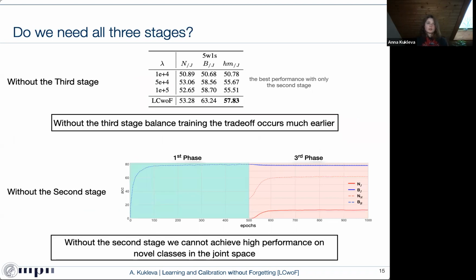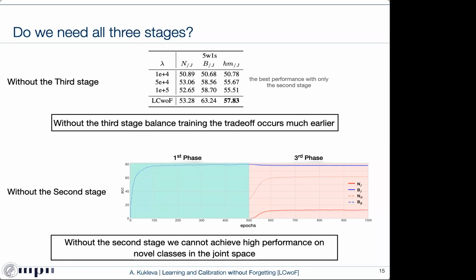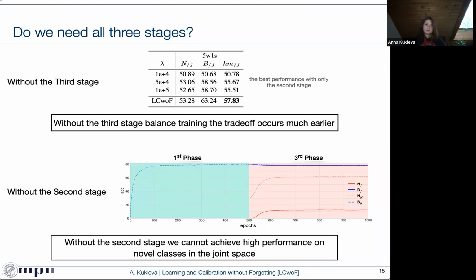So the first question would be, do we really need all three stages? Can we get rid of the third stage, for example? Do we need this calibration? Can we keep it only with the novel classes with the calibration?